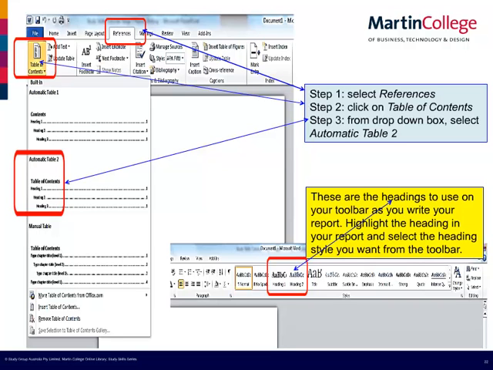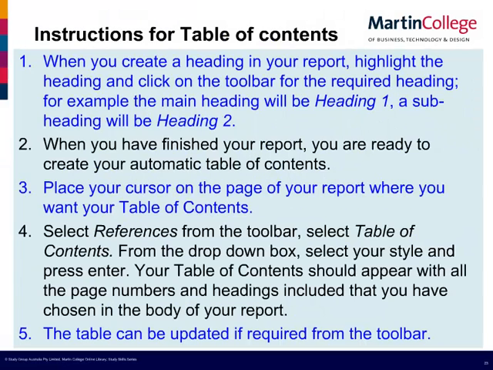The first step is to highlight a heading or subheading in your report and click on the appropriate heading style. Microsoft Word will automatically use your styles to create your table of contents with the headings and the page number already there. Follow these instructions and you will be able to save yourself a lot of valuable time and ensure a credible table of contents.